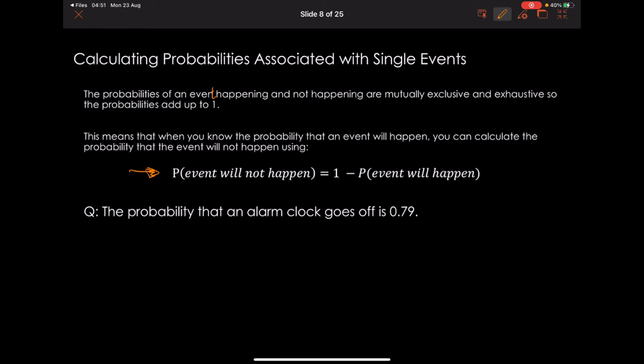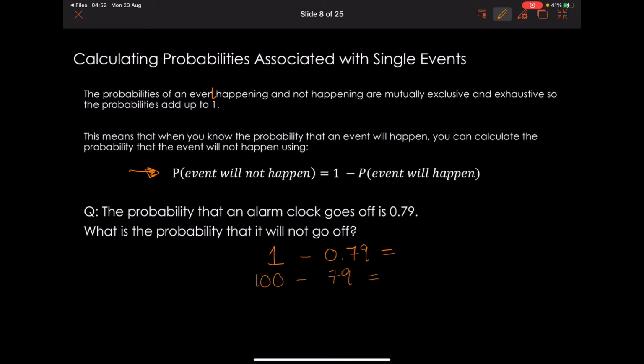So let's look at this example. The probability that an alarm clock goes off is 0.79. What is the probability that it will not go off? Well, all you've got to do is do one whole one, and take away the 0.79 to let you know what's left. Another way you could do that is 100 take away 79, because we've written them as percentages, which leaves us with 21%, or 0.21. So either of those is correct. The probability that it will not go off is 21%, or 0.21. All you're doing is working out what's left up to 1, because all probabilities add up to 1.